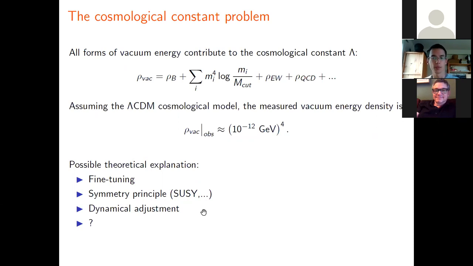So a third possibility that I want to talk about is the possibility that there is a dynamical attractor that drives the state of the universe towards a slow Hubble expansion rate as the one we observe, although there may be very large vacuum fluctuations, as naturally expected in QFT. So that's what I want to focus on.